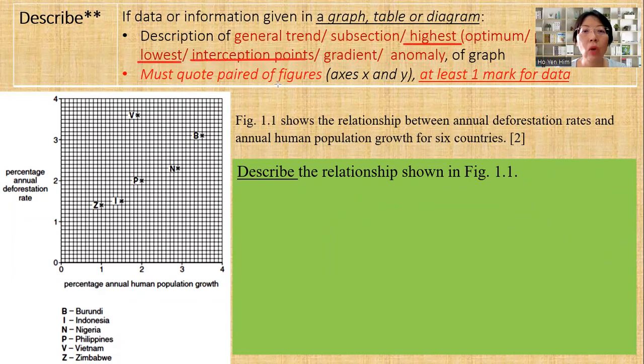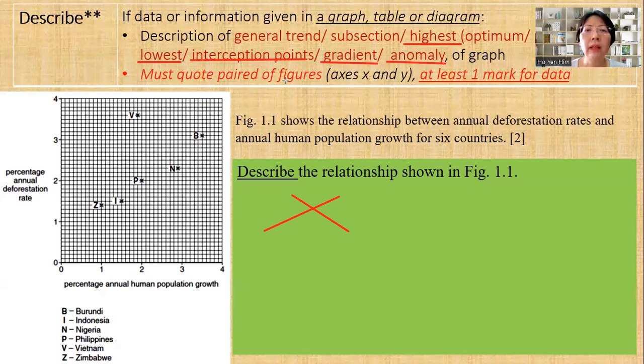You've got two lines. Where do they intercept? And then what is the gradient of the curve? Is there any anomaly of the curve in the graph? So all these things we can use to describe.